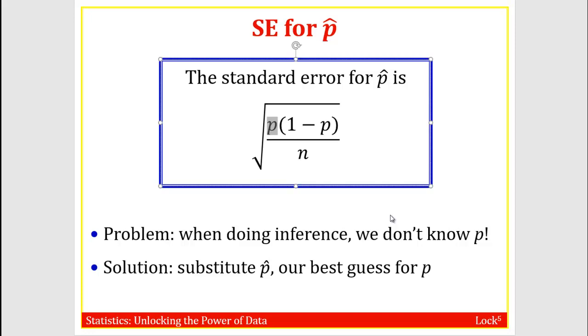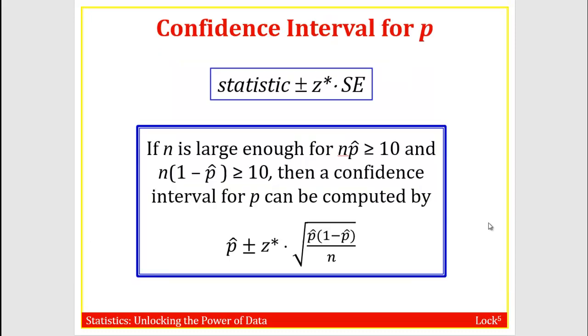So what do we do about that? Well, our best guess for p is p hat. So we're going to substitute p hat into our standard error formula when we're doing confidence intervals. So our formula for the confidence interval for one proportion becomes what you see right here.